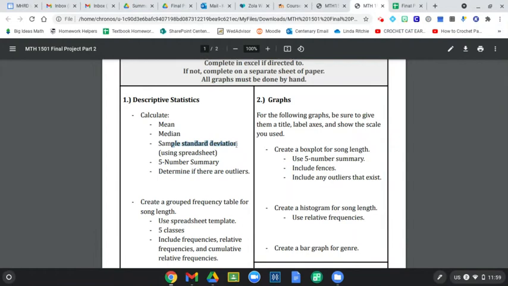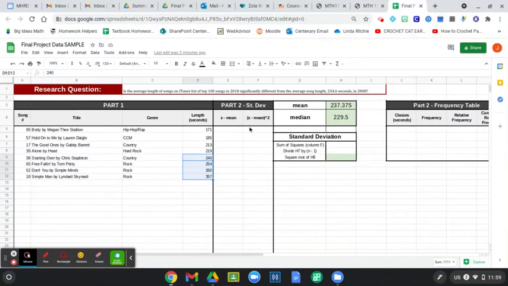Sample standard deviation. I need to see using the spreadsheet I gave you. I have all the steps planned out for you, ready to go. So here it is, part 2, standard deviation. First thing you're going to do is take each data value, x, so these are all your x's, and we're going to subtract the mean. All right, have it set up so you're looking at everything you need.